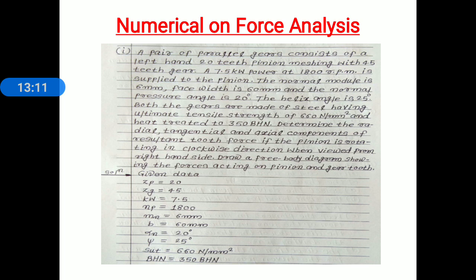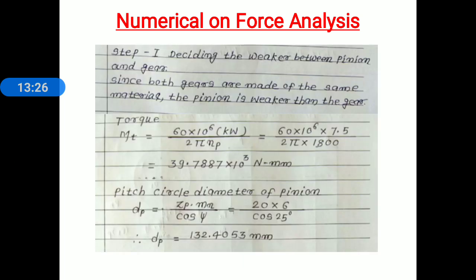Now in this case, both gear and pinion are made up of steel. When both the gears are made up of the same material, how to decide the weaker? The pinion should be weaker. Now the first step, deciding the weaker between pinion and gear: since both the gears are made up of the same material, the pinion is weaker than the gear. Now we do the raw calculation in this step number one. After deciding the weaker, that calculation is needed in the next steps.